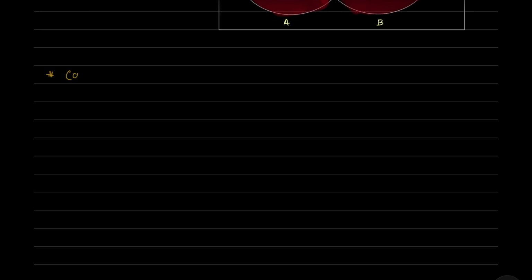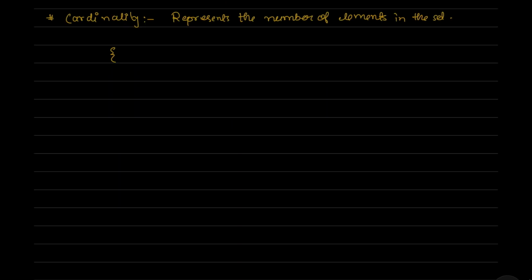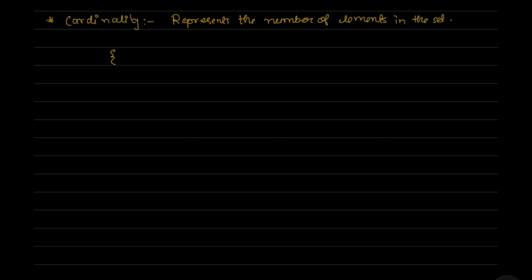Alright. The next topic we have to finish is cardinality. This is very simple. This basically represents the number of elements in the set. For example, suppose I have a set of cold drinks. So what all can I have here? I can have Mirinda, Fanta, Coca-Cola, and Pepsi. Suppose these are all the elements I have. Now the cardinality of this set will be 4.